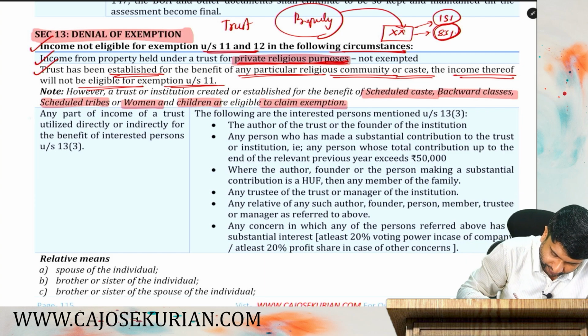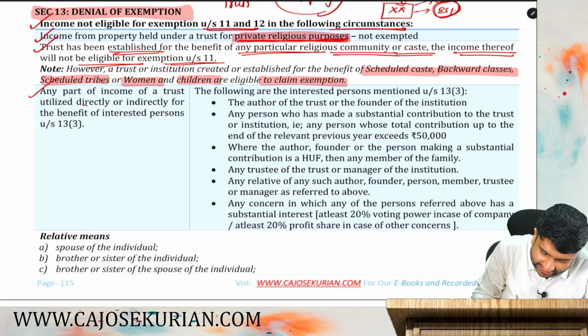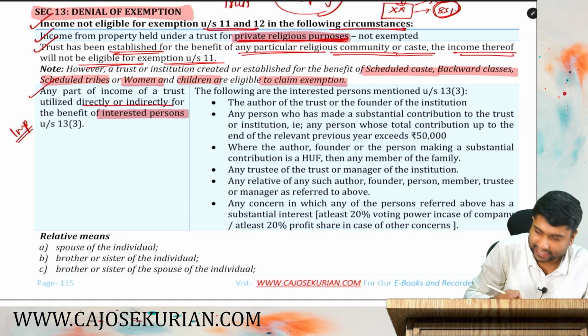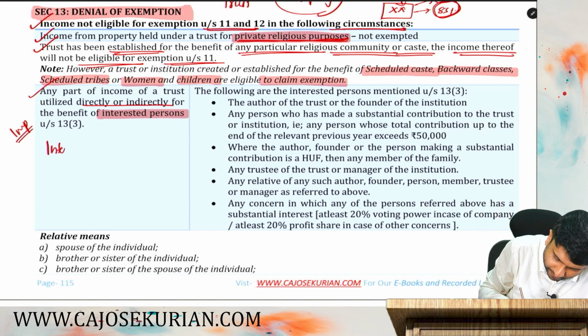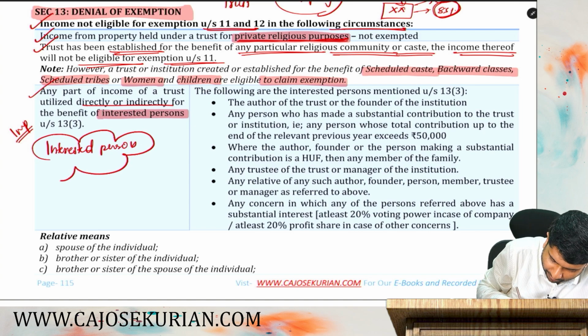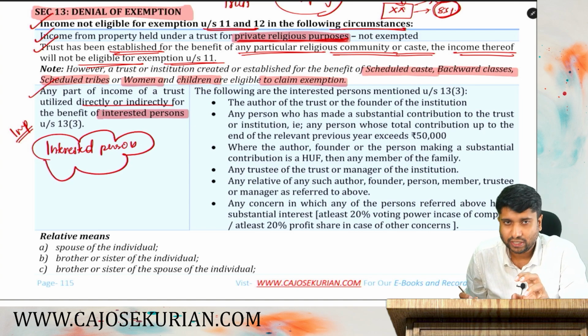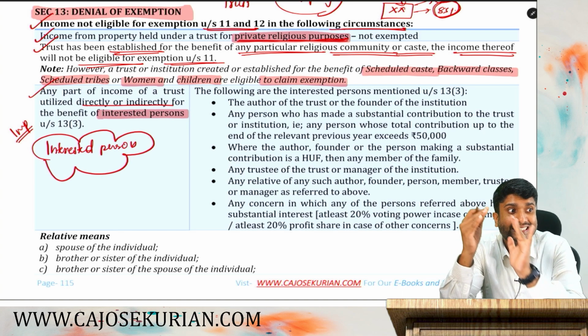Moving on. Any part of income of a trust utilized directly or indirectly for the benefit of an interested person. This is actually a little bit important, okay? If a trust is utilizing any of its amount for the benefit of an interested person, then what will happen? The department says that for that amount, you cannot claim the benefit of accumulation and application. That has to be taxed separately.